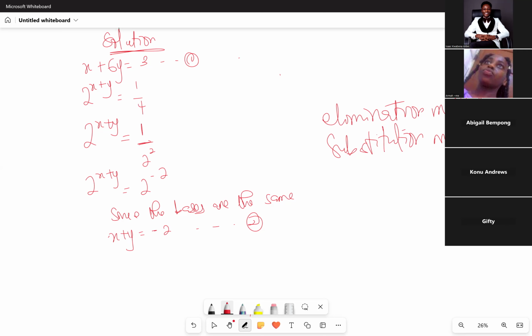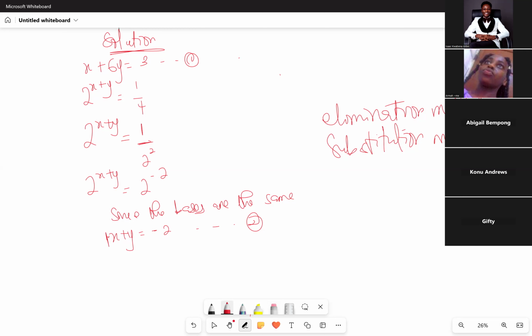Now, what is equation 1 here? x plus 6y equals 3. And equation 2 is what? x plus y is equal to -2. Okay, so now, I believe you all know coefficient. What's the coefficient of x here? There is nothing there, so it's assumed to be 1, isn't it? Yes. In equation 2 it is also 1.